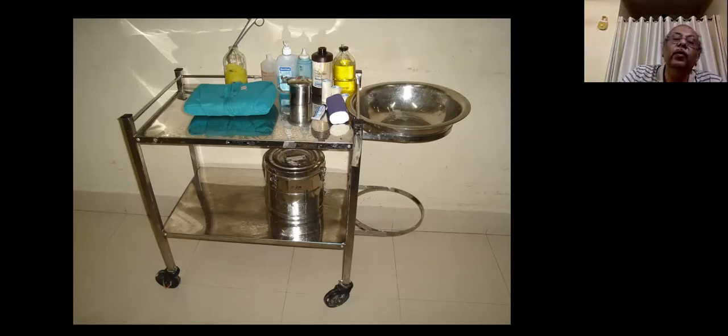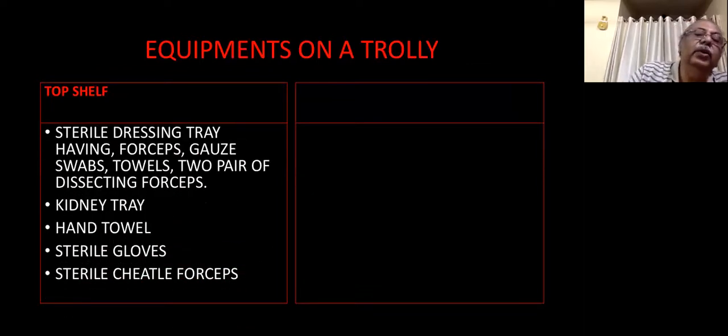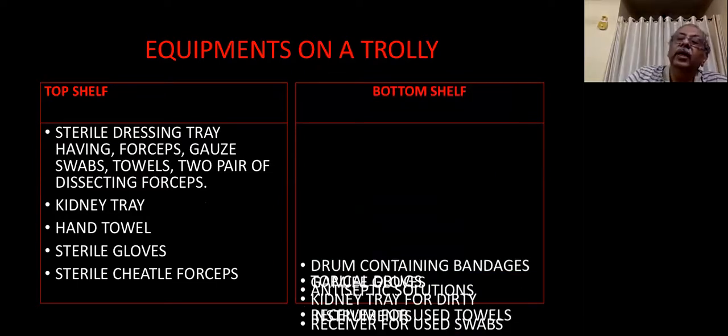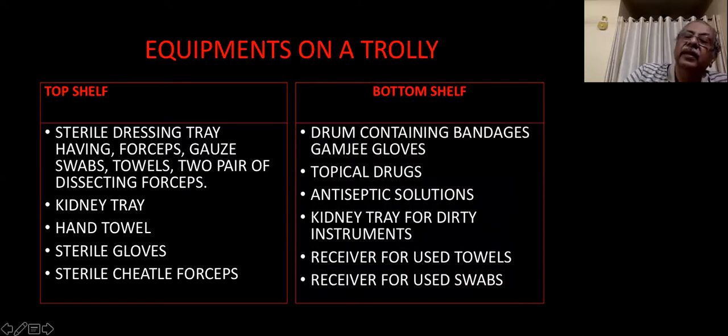But you need to know a few things regarding these dressing trolleys. The top shelf usually holds the sterile things, like the sterile dressings. Then there will be a kidney tray, the hand towel, sterile gloves, and artery forceps. In the lower shelf, it is usually the drum containing the bandages and gamgee, antiseptic solutions, and the kidney trays for dirty instruments. All these are kept in the bottom shelf. So usually they may ask you what are the things that should be kept in the top shelf and what should be kept in the bottom shelf.